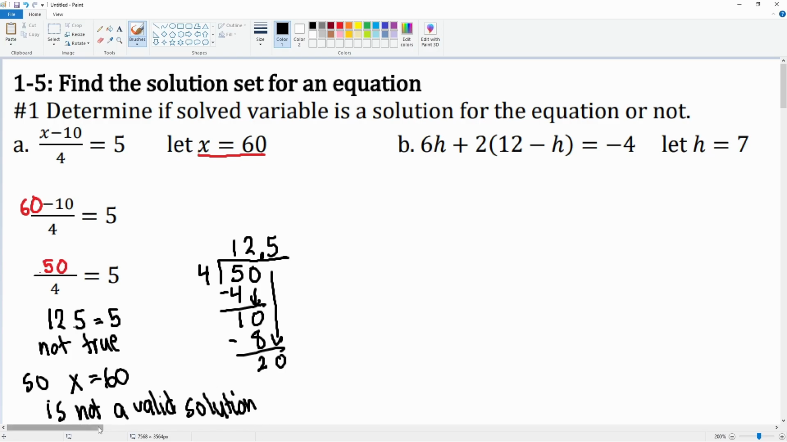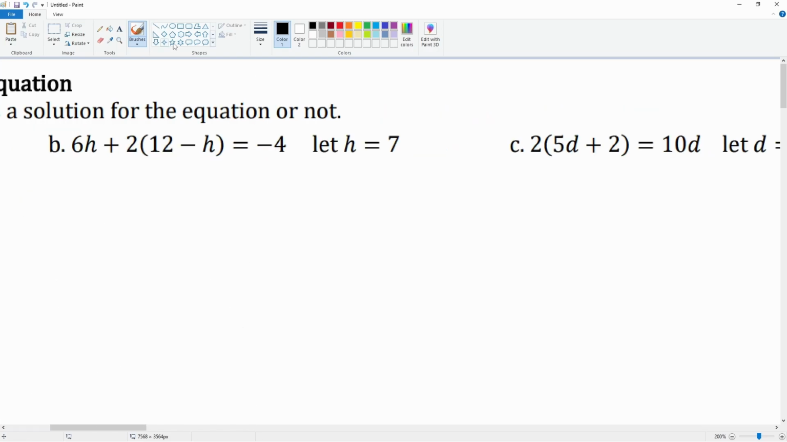Let's now take a look at problem B. Here we have the equation and we were told that h is equal to 7. So here's the equation. I'm going to now substitute in the 7 for the h. Now we can simplify. Remember we follow the order of PEMDAS: parentheses, exponents, multiply, divide, addition, and subtraction.